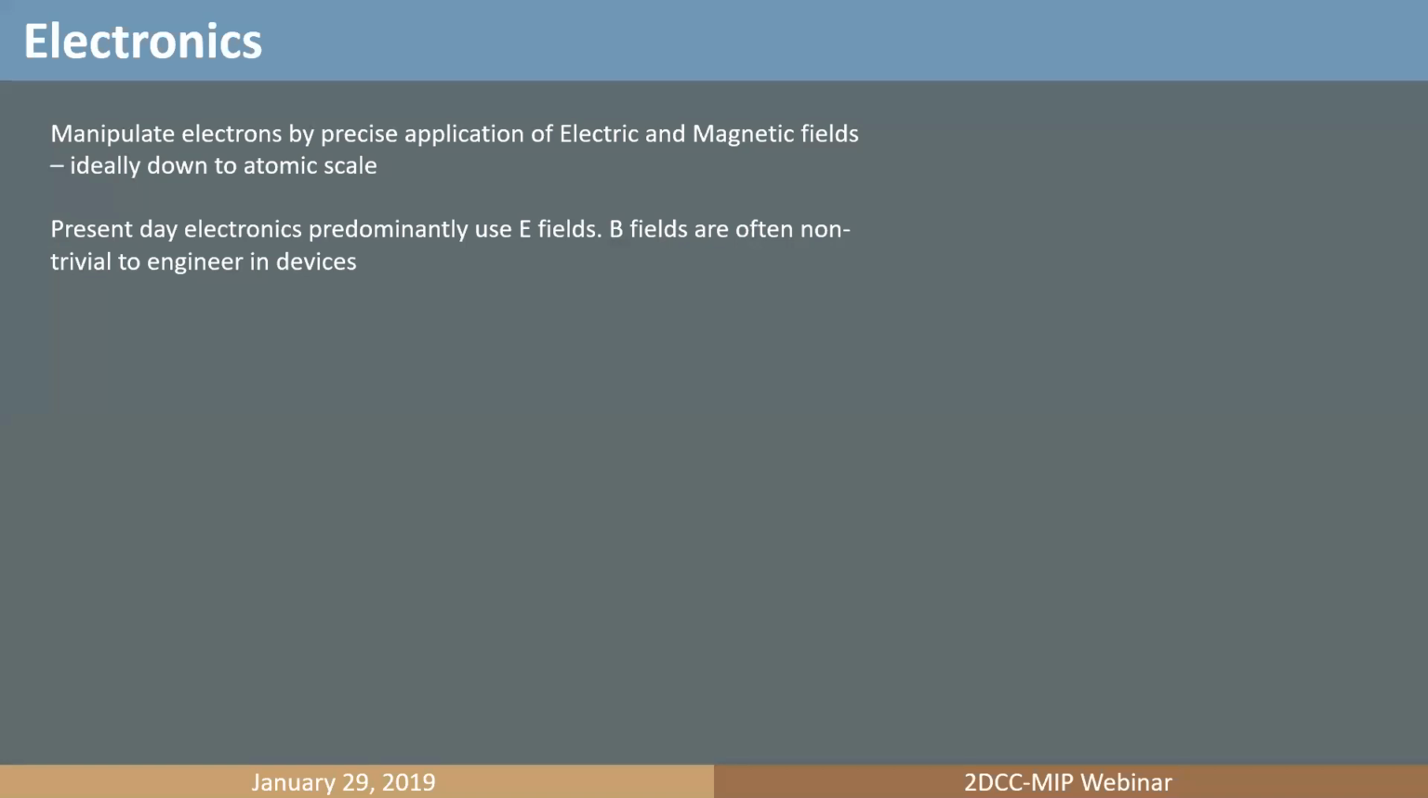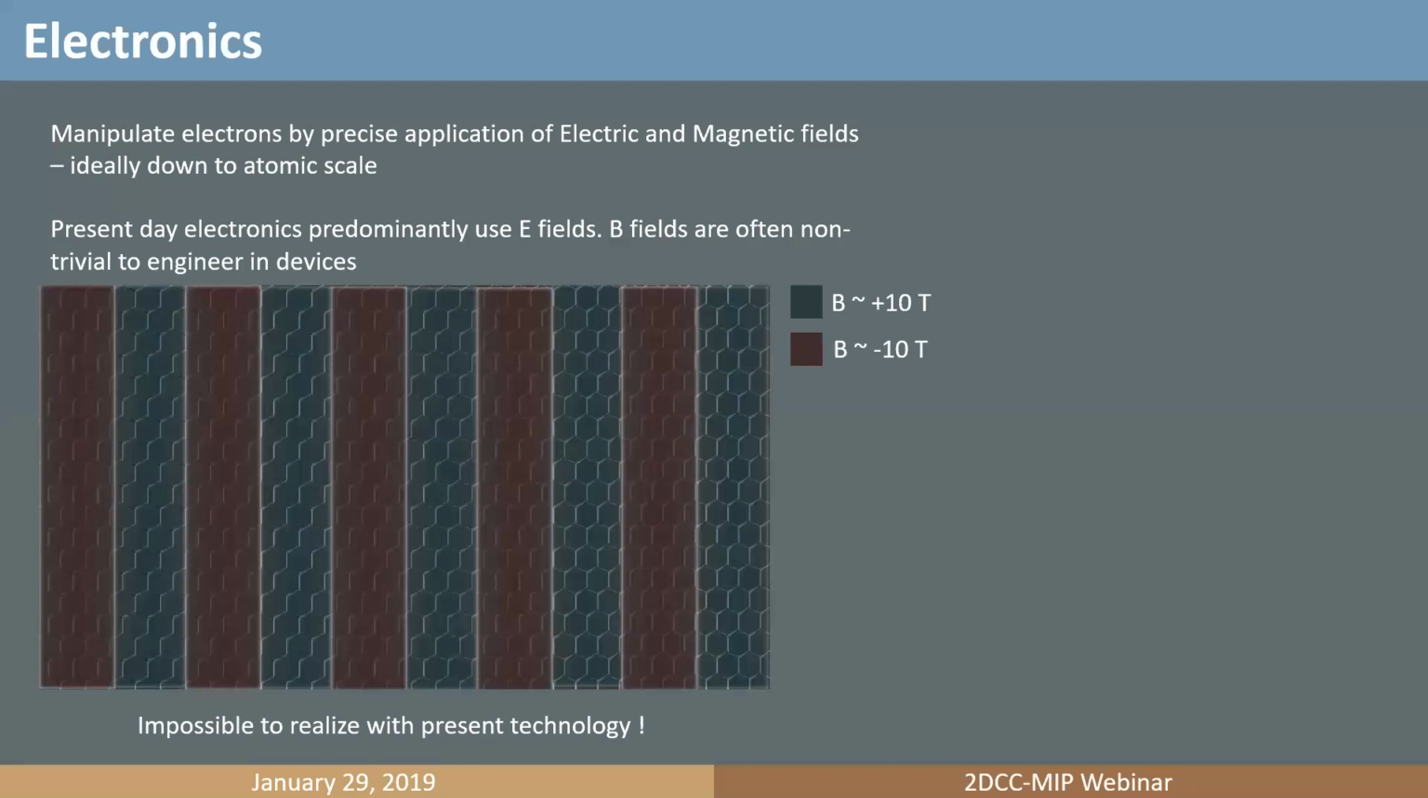There's no reason for us to be limited by the limits of traditional electronics when we are designing the next generation of electronics. For example, many present-day electronics in our pockets and around us predominantly use electric fields to move electrons. Generally, magnetic fields are rarely used because they're very hard to design in devices. For example, consider this kind of a profile. Imagine a magnetic field profile which is varying at the nanoscale, like it's oscillating, and the strength of the field is, say, a decent plus or minus 10 Tesla.